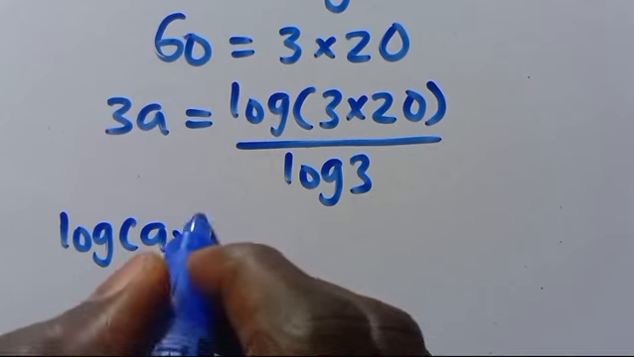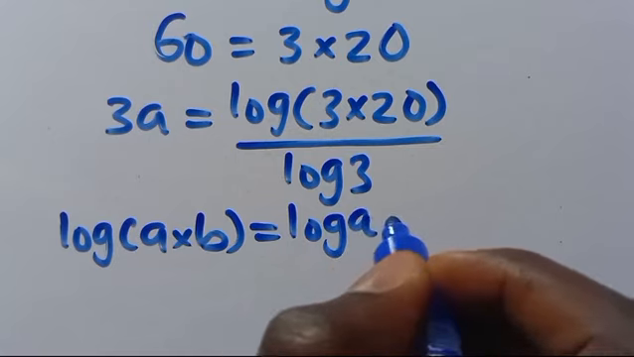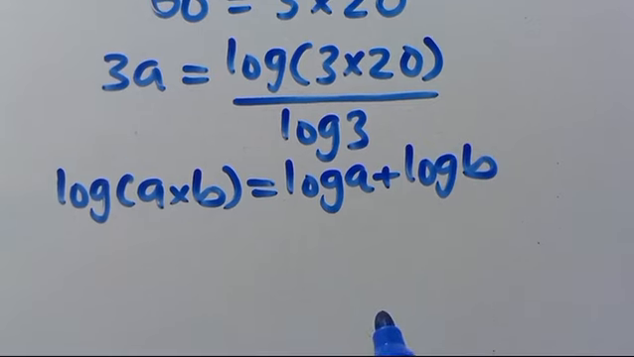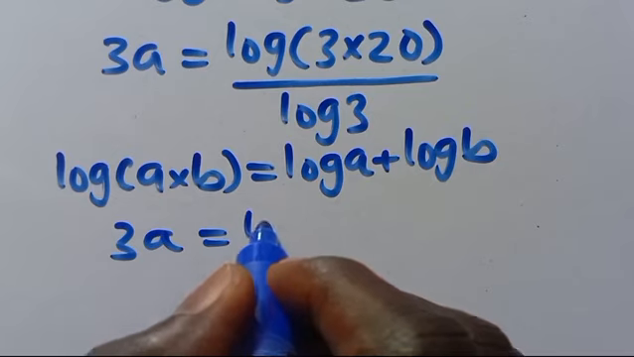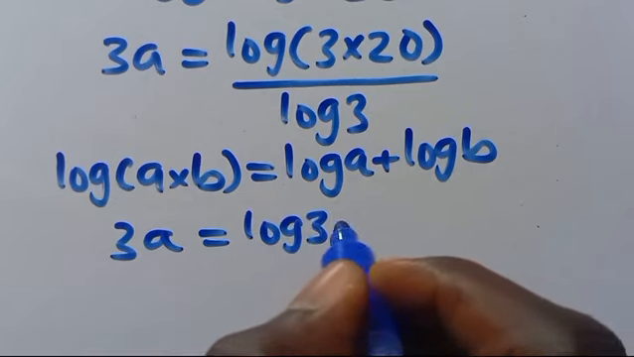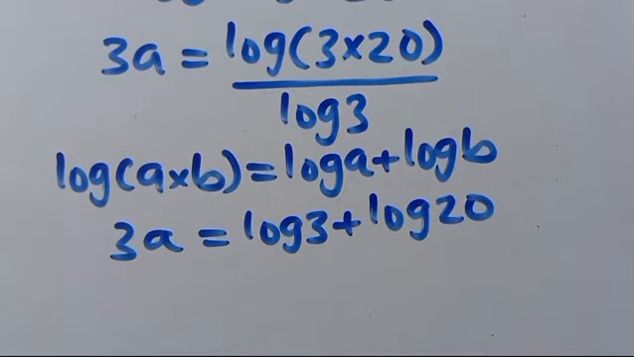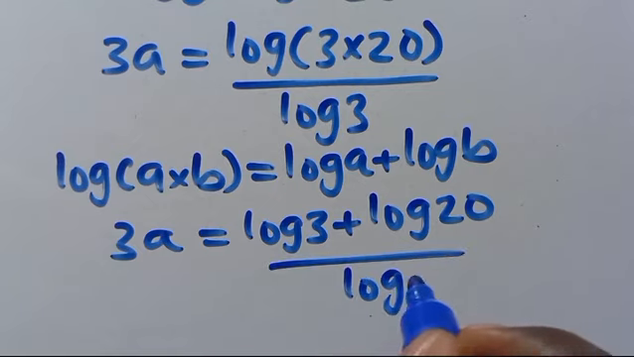Then when we have log of a times b equals log a plus log b, 3a will be equals log 3 plus log 20 over log 3.